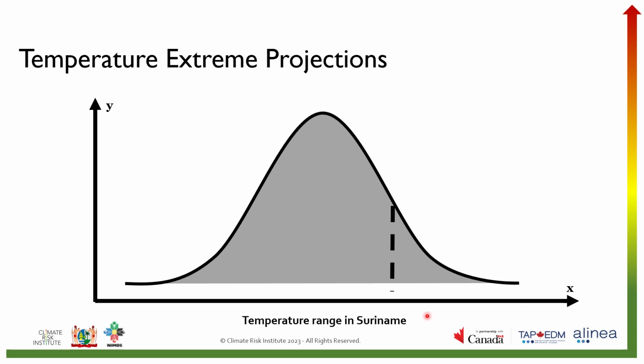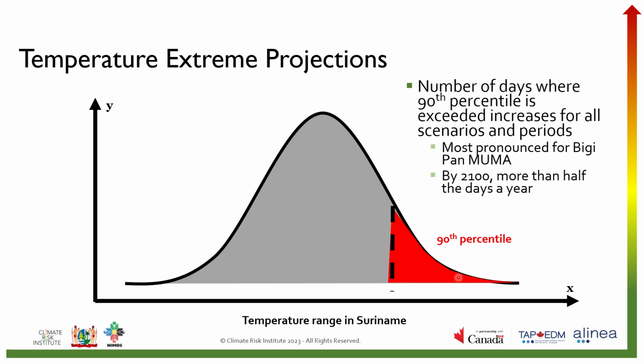Let's say we have our bell curve graph representing the range of temperature in Suriname. So this is all of the potential temperatures that could be experienced in Suriname. Anything within this region is considered our 90th percentile, and we might say this is an extreme temperature. Projections show that the number of days per year in which temperatures will fall in the 90th percentile is expected to increase for all scenarios and periods, and this will be most pronounced for the Big Pond region. By 2100, more than half the days a year could be in the 90th percentile everywhere in Suriname.